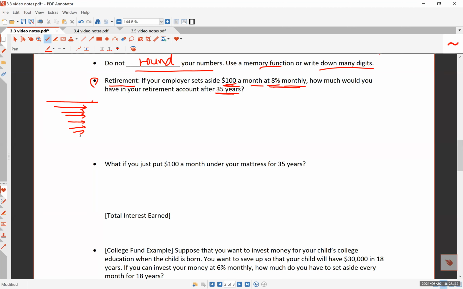Let's identify these values first. D is 100. R, the rate, is 8% monthly, which means K is 12, and T is 35. Pretty much that's all you need to know. Now notice here, R over K is a pretty ugly number. 0.08 divided by 12 turns out to be 0.006666 continuing. Again, do not round this to 0.007 or 0.006.